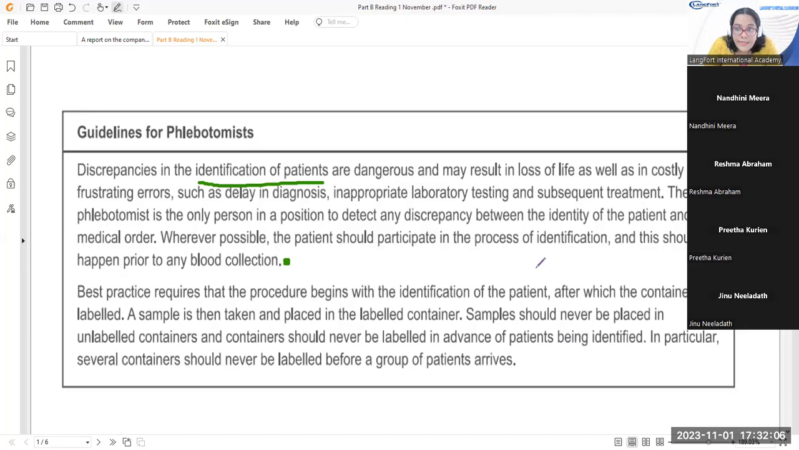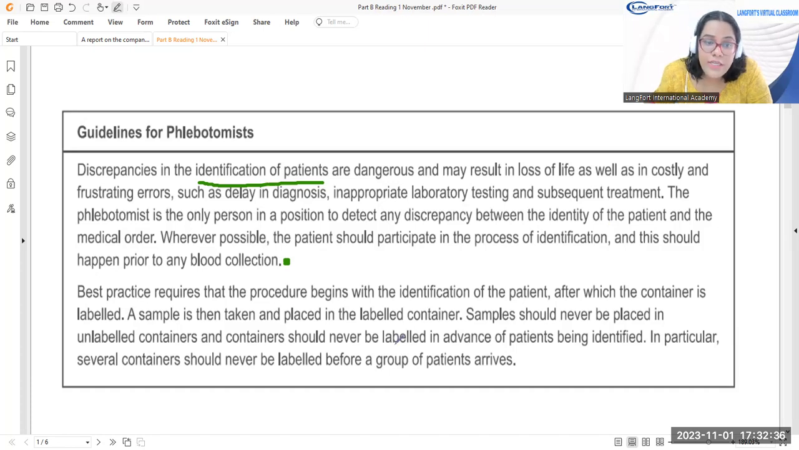So discrepancy in identifying patients can be problematic. It can cost people their life. It can also lead to costly and frustrating errors such as delay in diagnosis, affecting laboratory testing and the treatment. The phlebotomist is the only person who is in a position to detect this discrepancy, this variation between the identity of the patient and the medical order. And wherever possible, the patient should participate in the process of identifying themselves, and that should happen prior to any blood collection. Okay. Nandini, can you read the last paragraph?